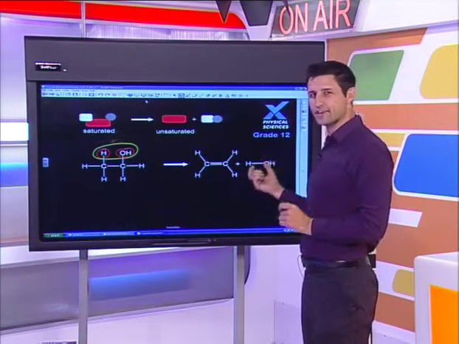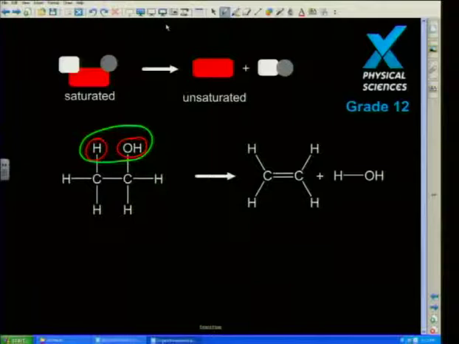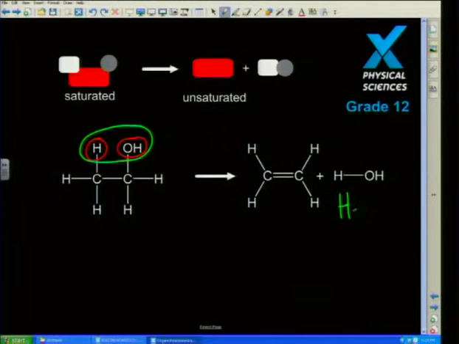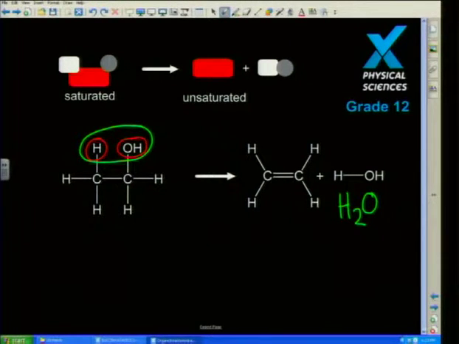Now you can see that H and OH, you might want to write this out in a slightly different way. I'm going to do that with you. So H and OH, usually I write as H2O. This is water coming out. Now for those of you who are studying this, when water is leaving, I can see the water leaving my ethanol. This is dehydration. This means that water is coming out.